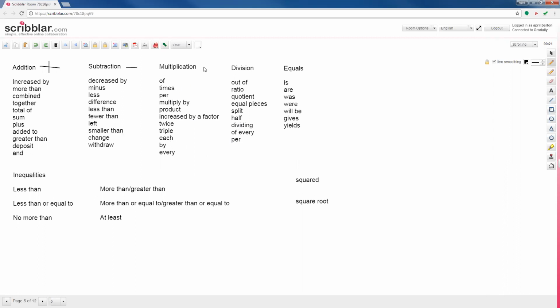Also with multiplication, you might see words like twice or triple, where it means multiply by a specific number. So when we say multiply twice, what specific number are we going to multiply by?